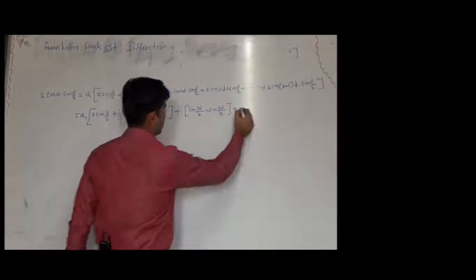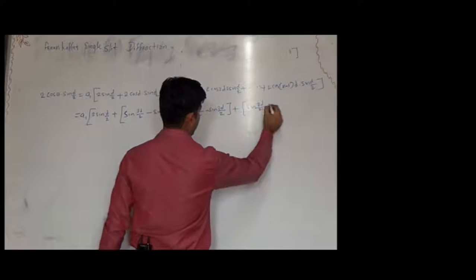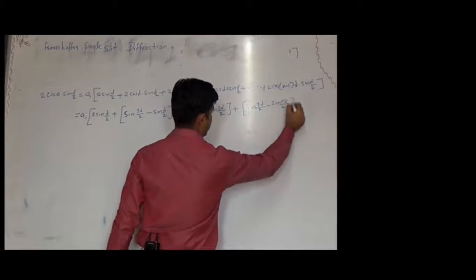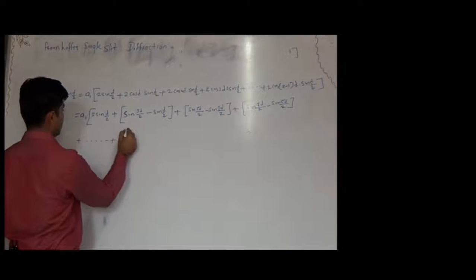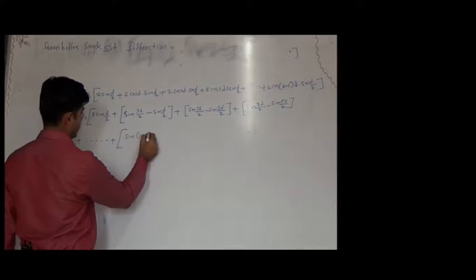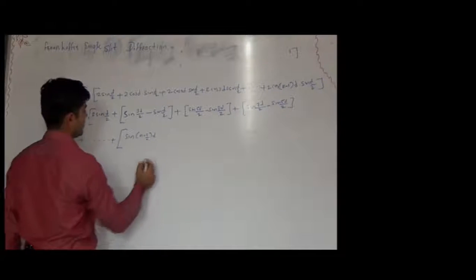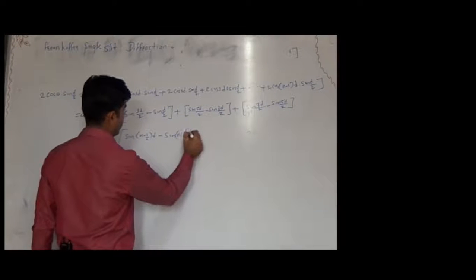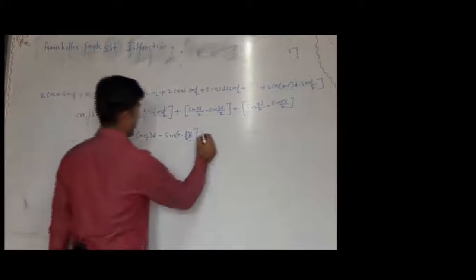plus sin 7D by 2 minus sin 5D by 2 plus dash dash dash plus inside the bracket sin (n minus 1/2) D minus sin (n minus 3/2) D, bracket close. Equation number 8.